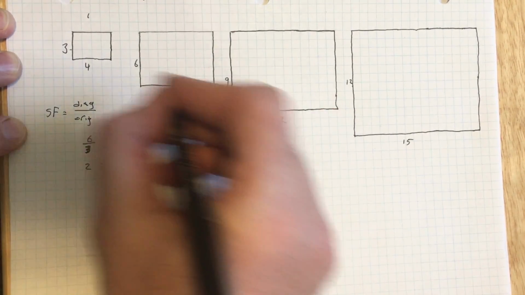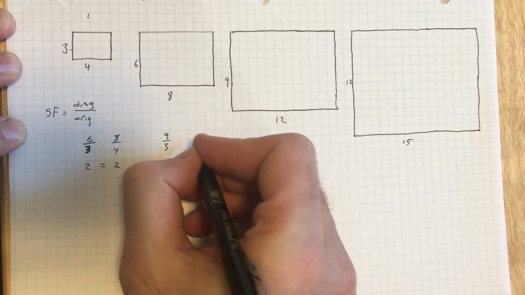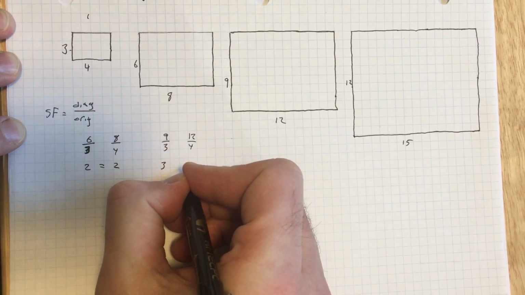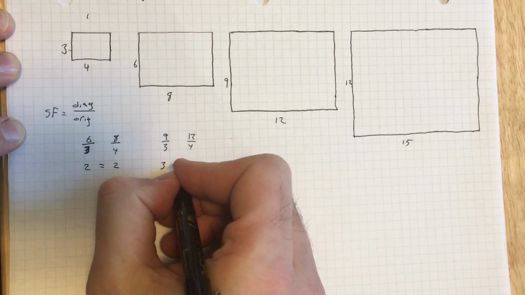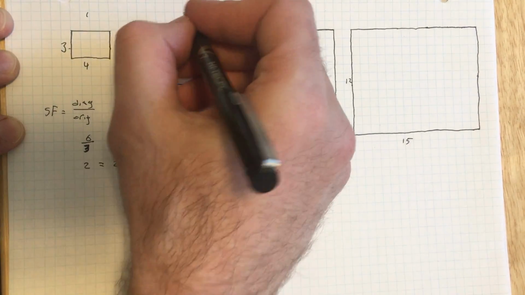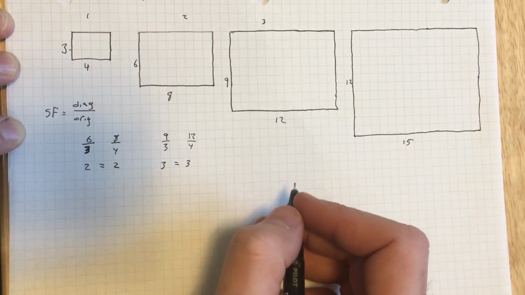I could also take 9 over 3 and 12 over 4. And we see that 9 over 3 is 3, 12 over 4 is also 3. So we have similar rectangles. Since 1 and 2 are the same, and 1 and 3 are the same, that means 2 and 3 are also the same.